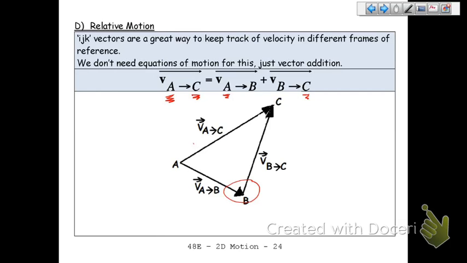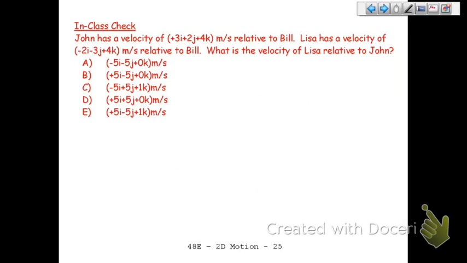Now we're not going to work with A, B and C all the time. We're going to work with the submarine and the aeroplane and the swimmer. Or we'll have John and Carol and Bill. So, just to name these things out, here's a good example. John has a velocity of that relative to Bill. Lisa has a velocity of that relative to Bill. What is the velocity of Lisa relative to John?